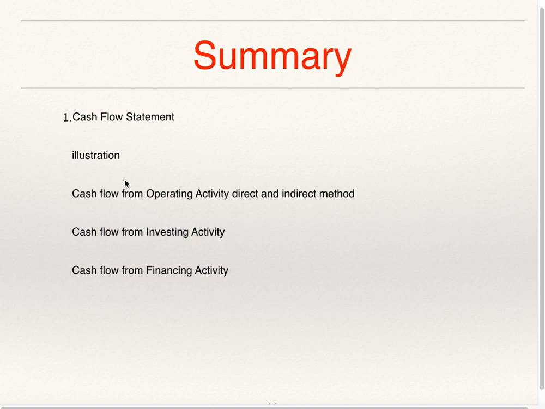In this particular video, we have seen cash flow statement as per AS 3, illustration showing cash flow from operating activity by direct and indirect method, cash flow from investing activity, and cash flow from financing activity.